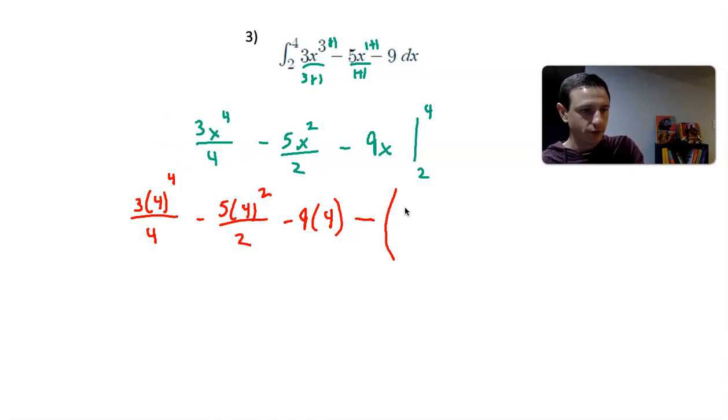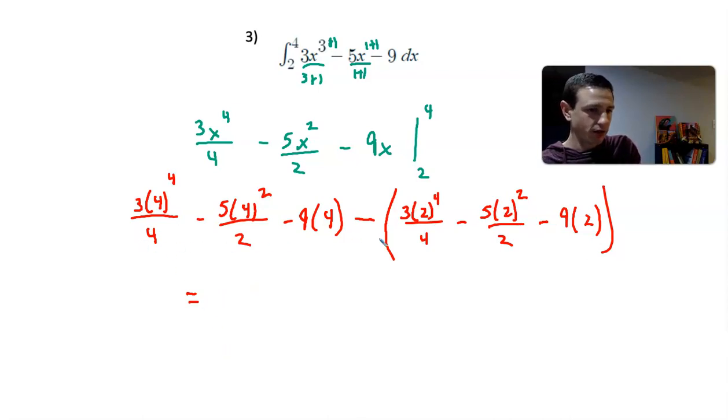So minus, I'm going to plug in 2. So 3 times 2 to the fourth over 4. Minus 5 times 2 to the second over 2. Minus 9 times 2. Let me just double check. Okay, not seeing any potential errors there. And then you can plug this all into your calculator from here if you want. I will just do that. Just plug it all into your calculator as is.